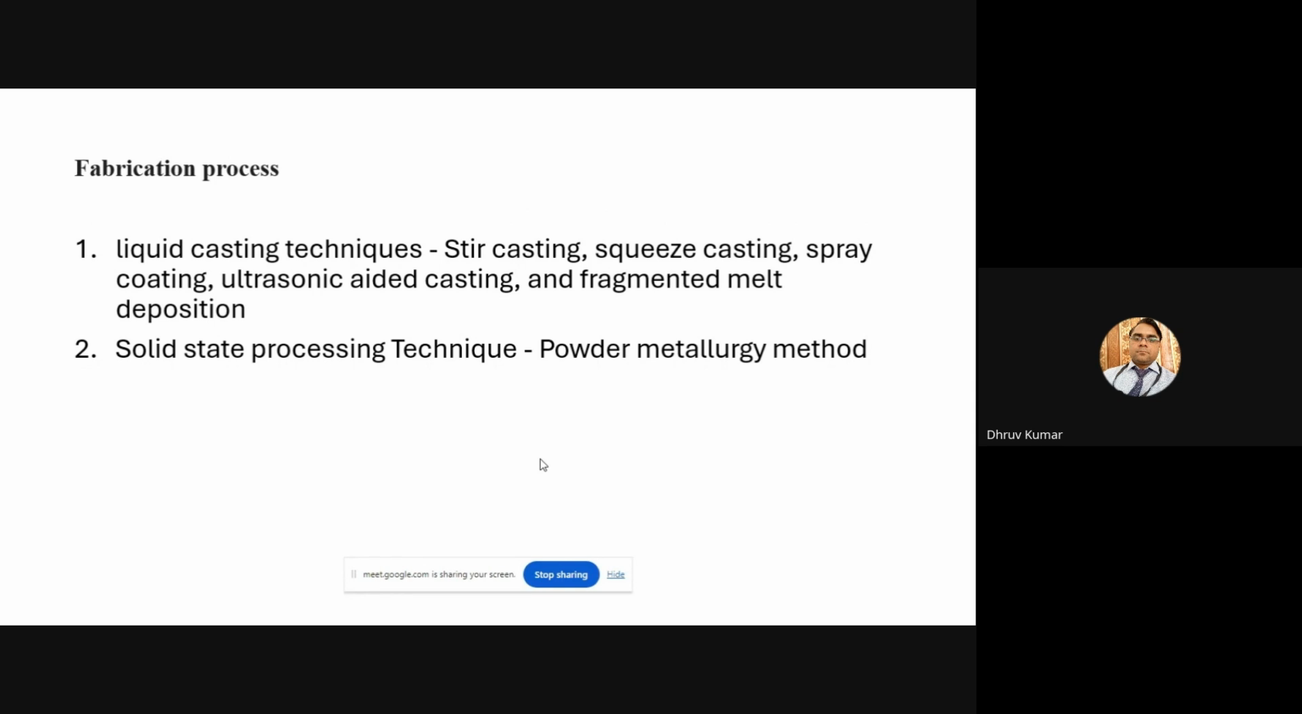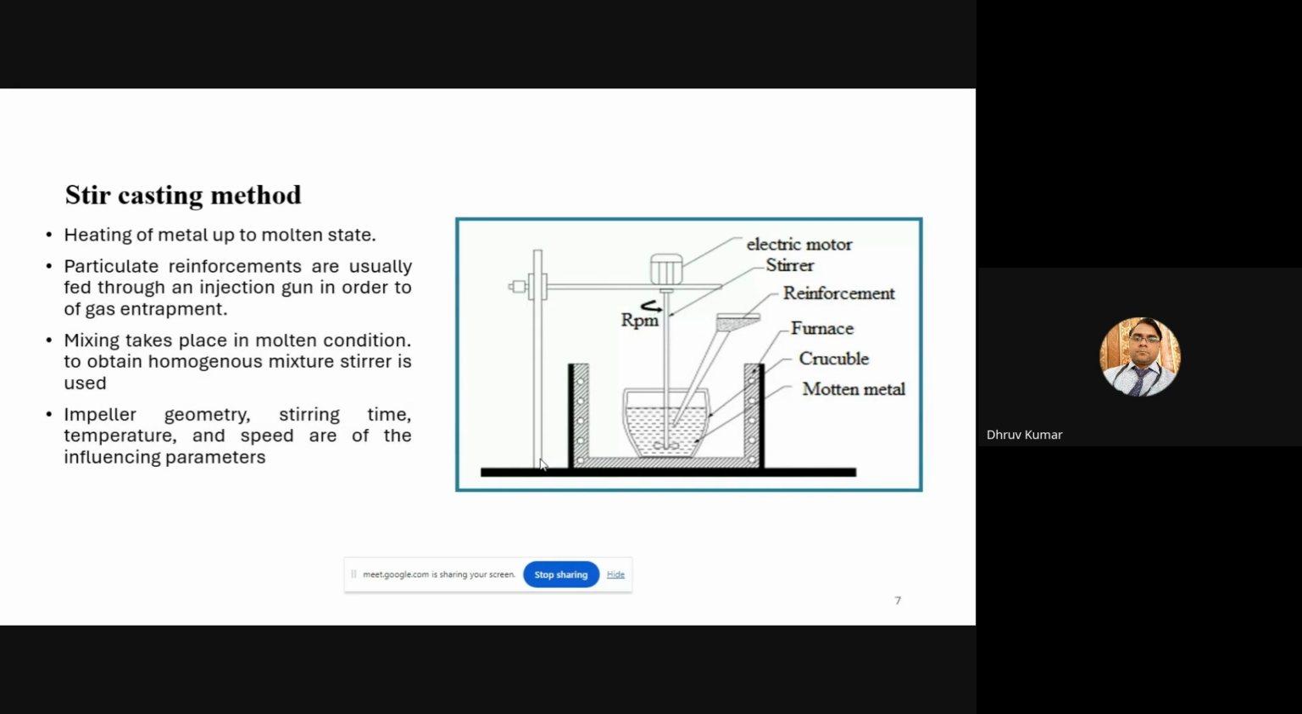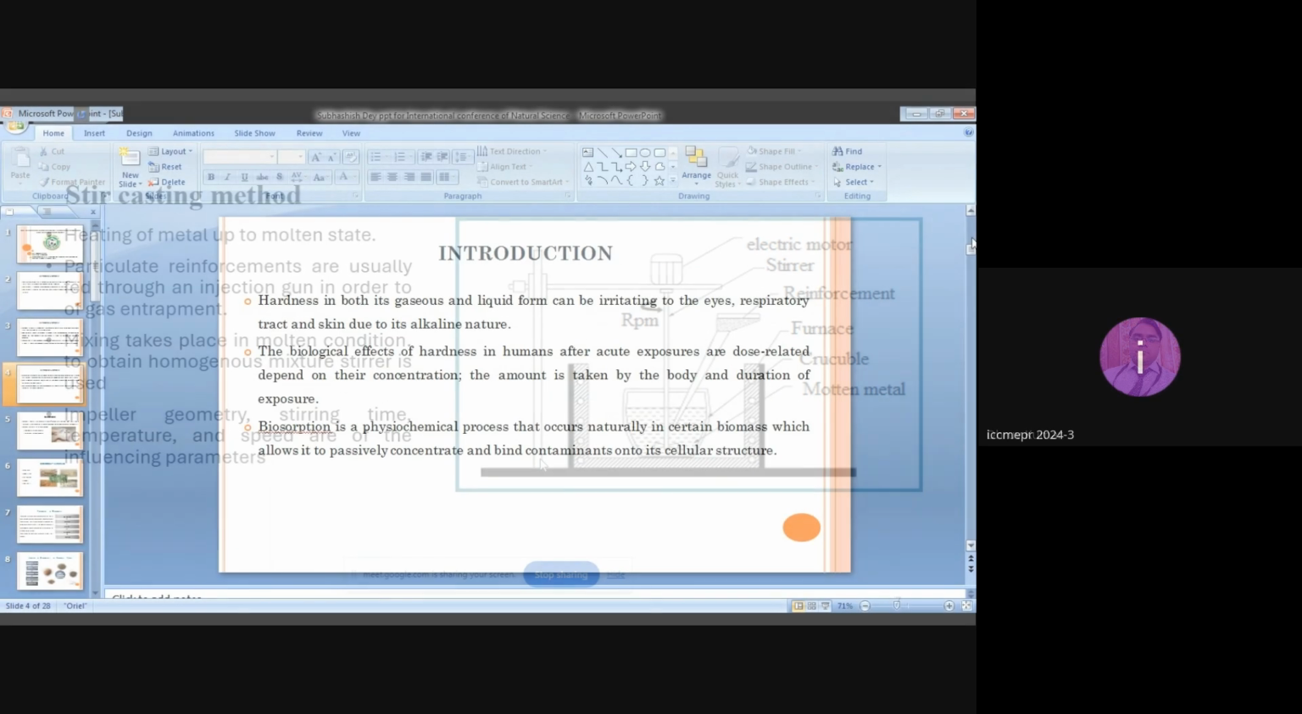Various fabrication techniques are available, such as stir casting, spray casting, spray coating, ultrasonic, and the other one is solid state processing techniques such as powder metallurgy method. In the stir casting method, the reinforcement material is poured in the molten state, and various parameters are responsible for influencing the microstructure of the composite, such as stirring time, temperature, and stirrer speed.